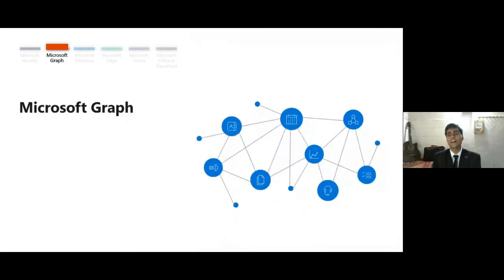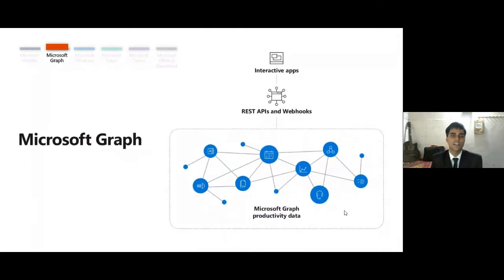So Microsoft Graph, I have a small demonstration here, like how Microsoft Graph actually helps interactive APIs and all. These all come into picture here. So Microsoft Graph and productivity data. It might consist of your contacts, your appointments, your various documents and all. So all these are comprised together. That is Microsoft Graph productivity data.